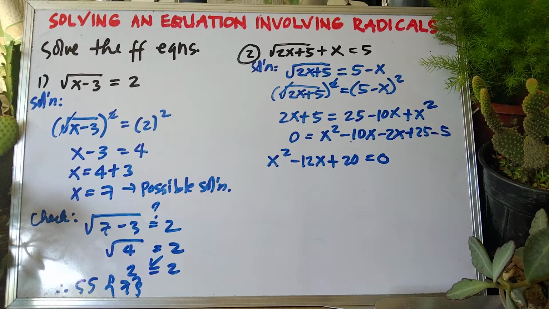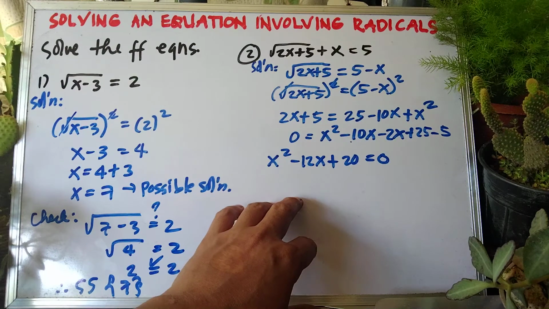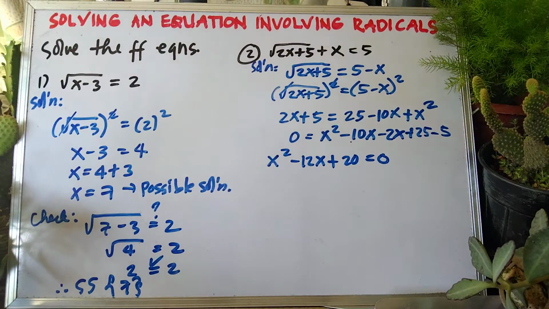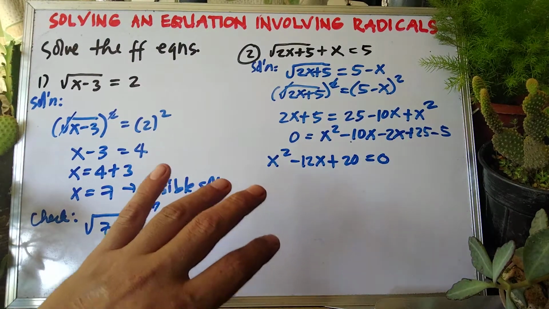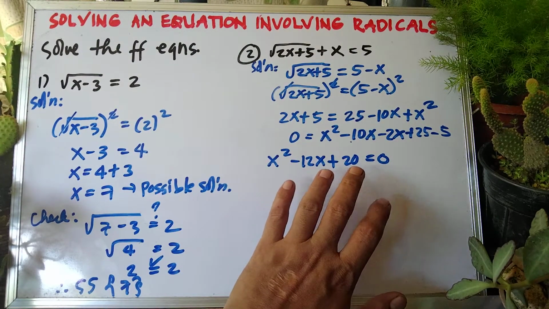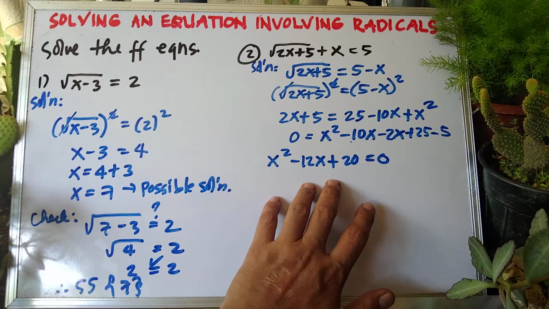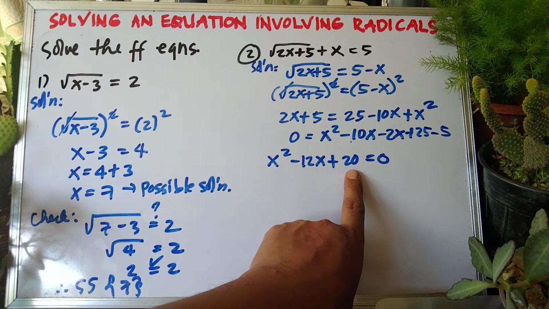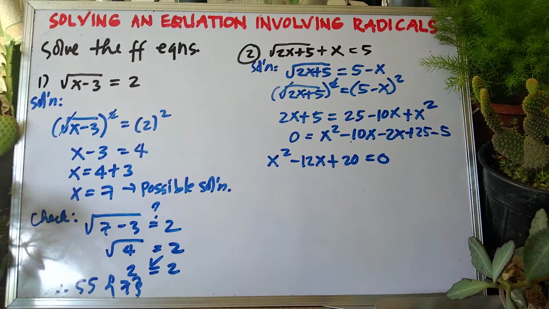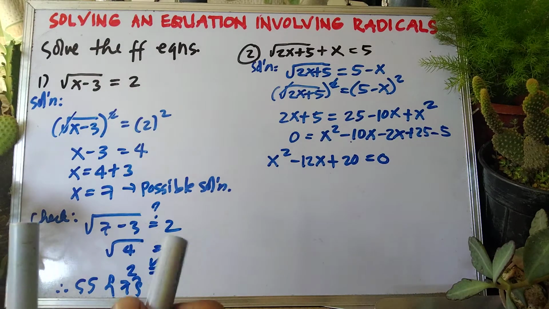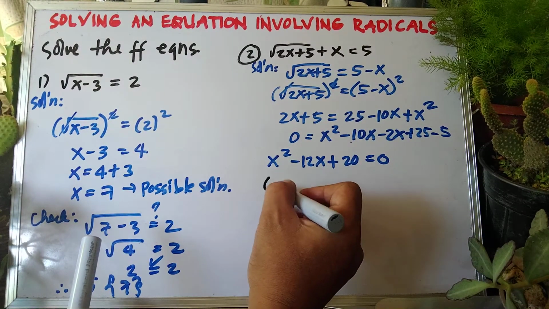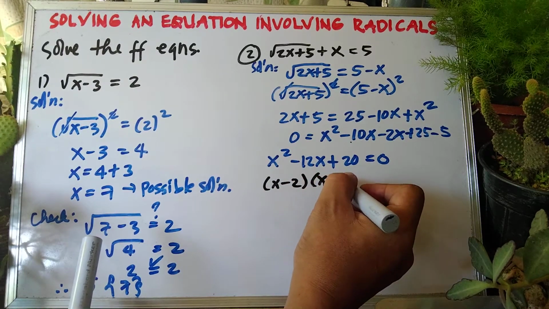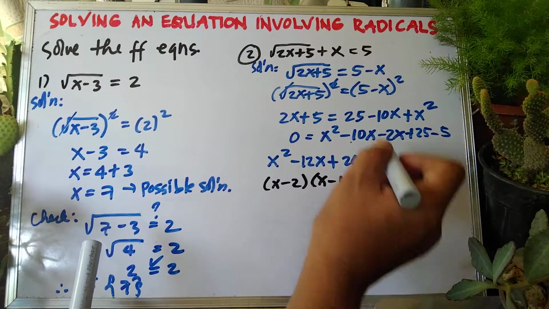Correct? Now, this is already a quadratic equation. It's up to you on what method you are going to use. It's either by factoring, by using the quadratic formula, or by completing the square. Okay. Para sa akin, masasagot ko to using the factoring method, no? By just looking at 20, the middle term is negative 12. Well, I can use the factors of 20 by negative 2 and negative 10. So, you have here x minus 2, x minus 10 is equal to 0.